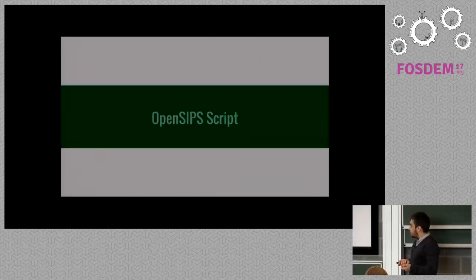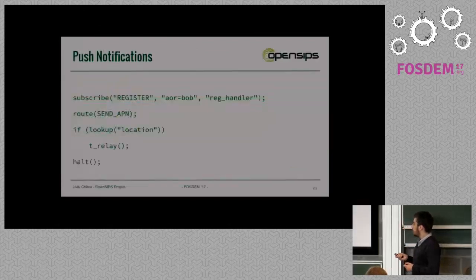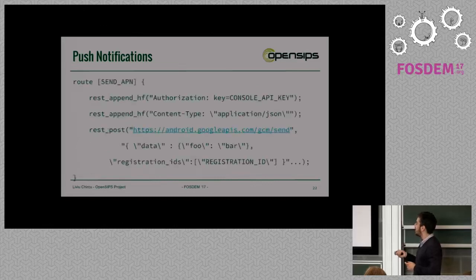Also jumping into some OpenSIPS script, things would kind of look like this. We subscribe to the AOR. We send... I guess it's on this slide. This is how the push notification code would look like. And so let's go through it a bit.